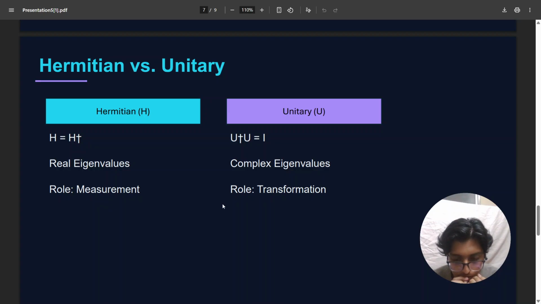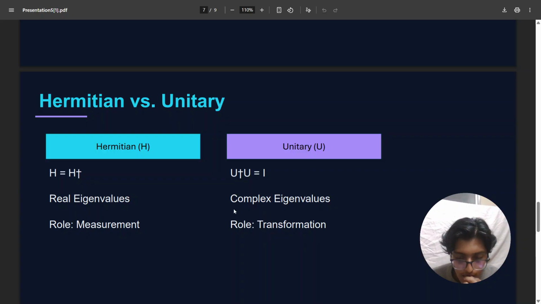So, the connection, or the comparison. To summarize the difference, because this is the most critical part of the assessment, unitary matrices are the operators. They are like the gears in the machine. They move the state forward in time, they perform logic, and they preserve probability.